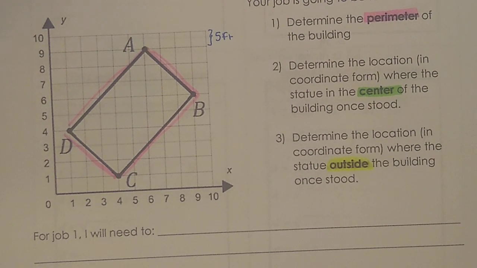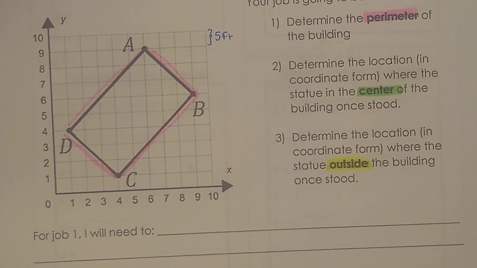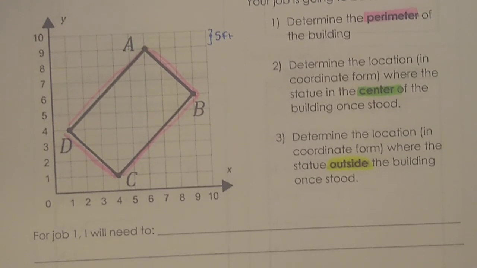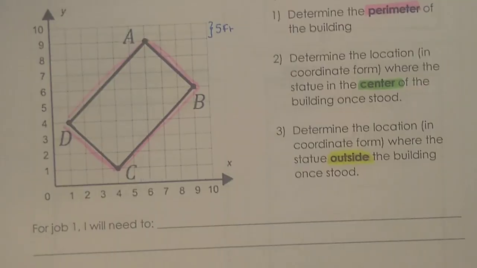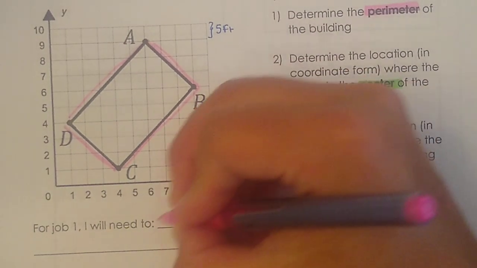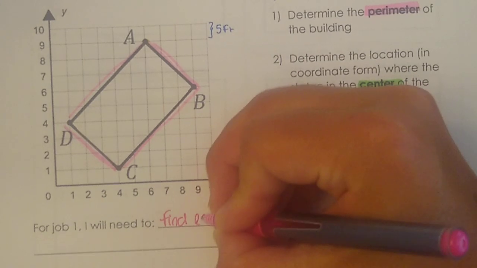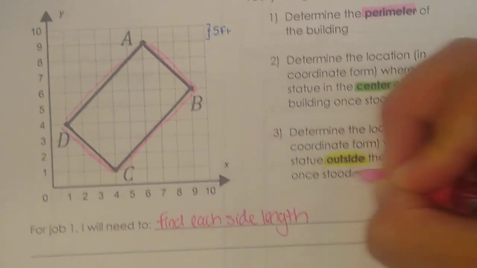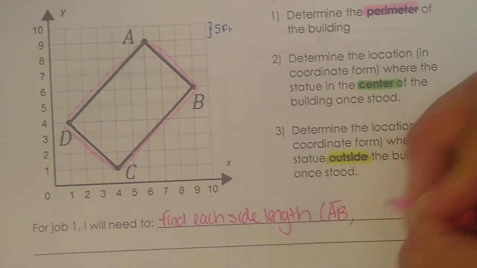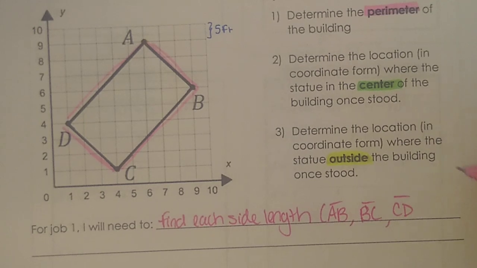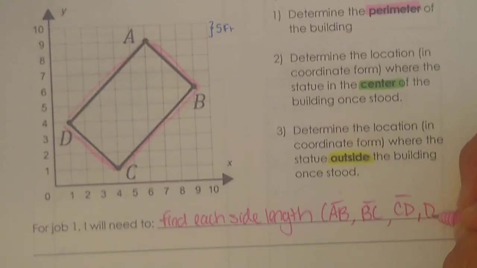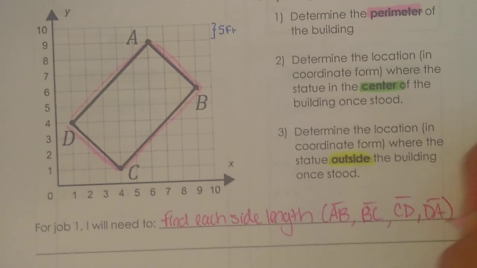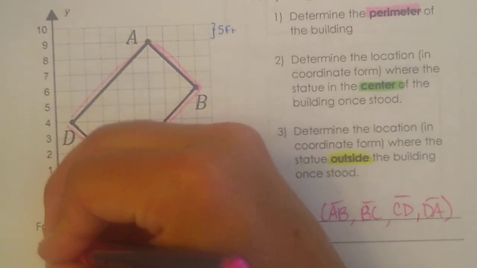Now we're going to break down what we actually need to do math-wise. For my first job, I need to find each side length, as I already highlighted. Side one is AB. I'm going to need to find each side length. So I need to find AB, BC, CD, and DA, D to A, and we're going to do that using the distance formula.